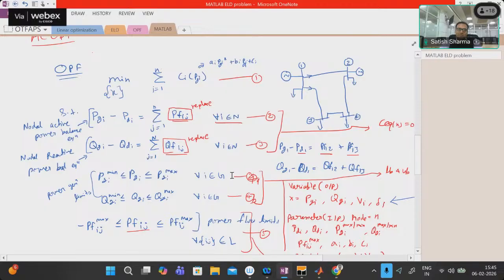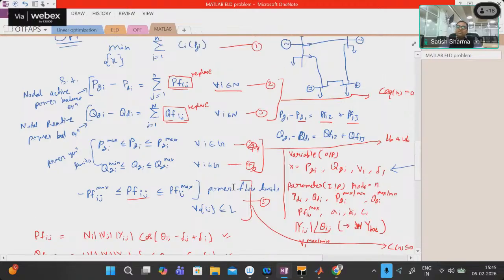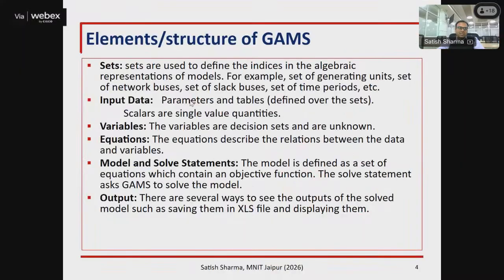Set of generators is defined as a capital G. Then the set of lines I have defined as a capital L. So we have to define different sets in GAMS. Sets are used to define the index in the algebraic representation of the model, like set of generating units, sets of buses, set of slack buses, set of time periods, and so on. You can define a lot of sets.